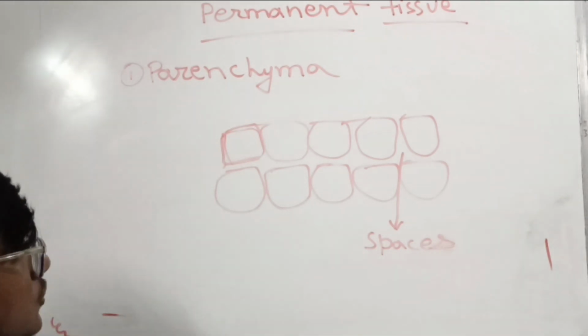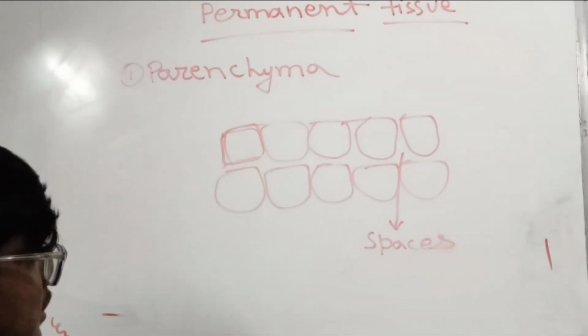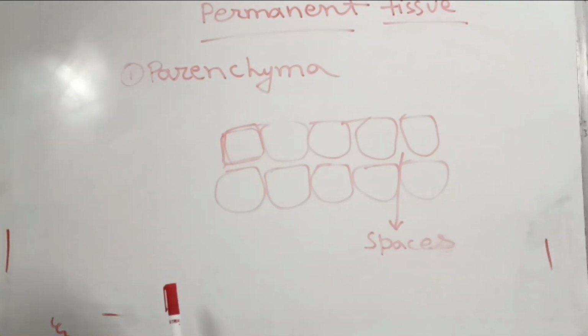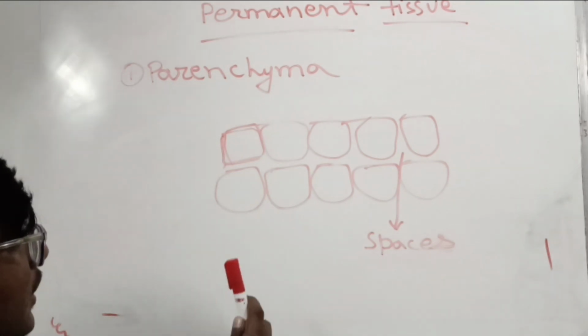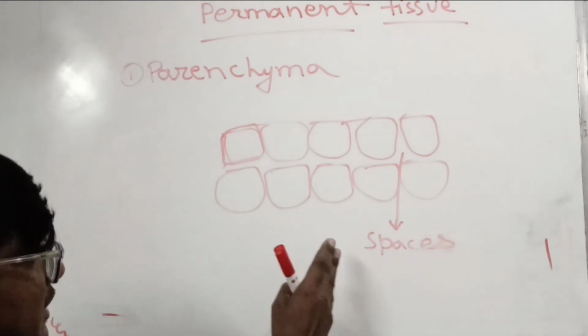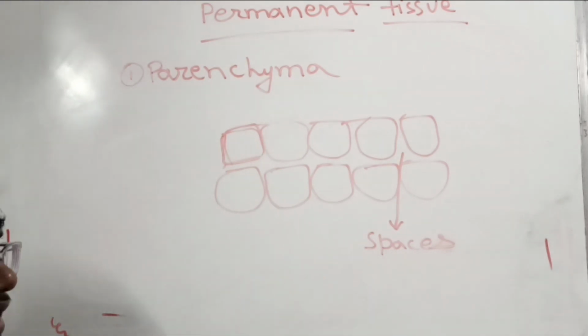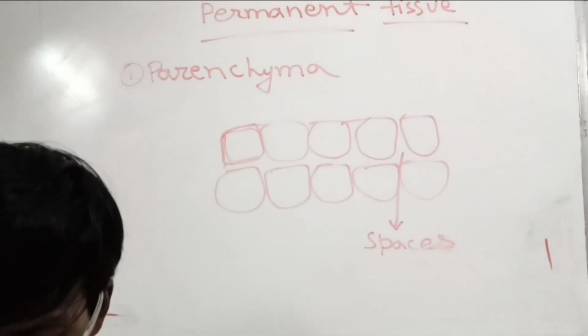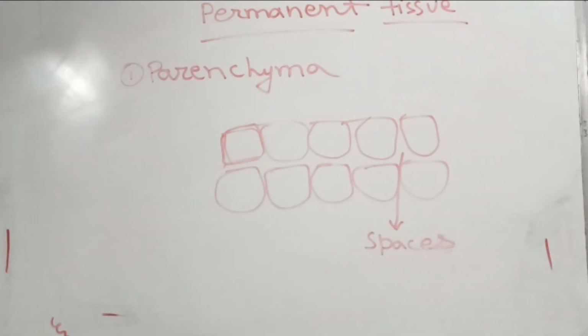And in parenchyma tissue, the cell, first, has a thin cell wall, second, it is a living cell, and third, it will have spaces between the cells. Because of that it will be arranged loosely.